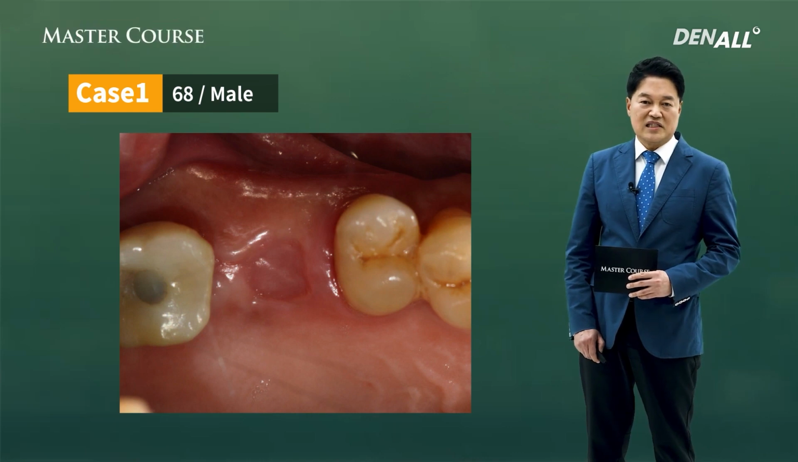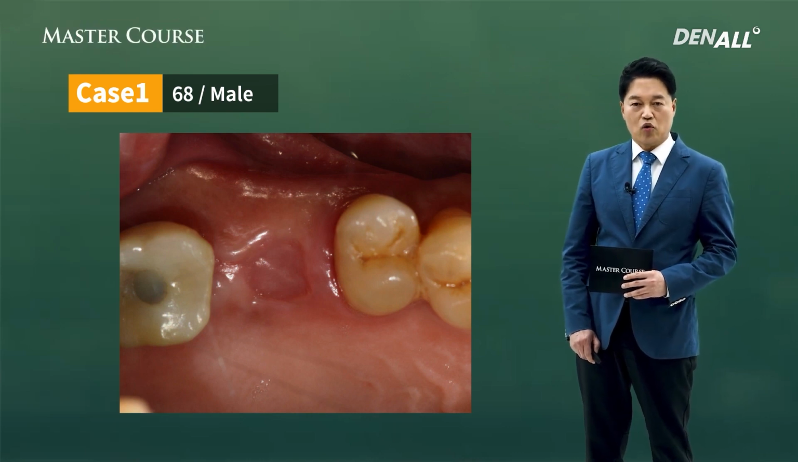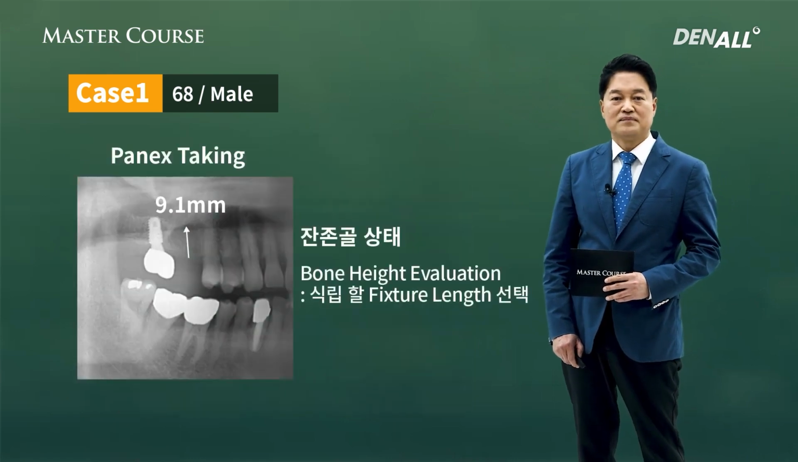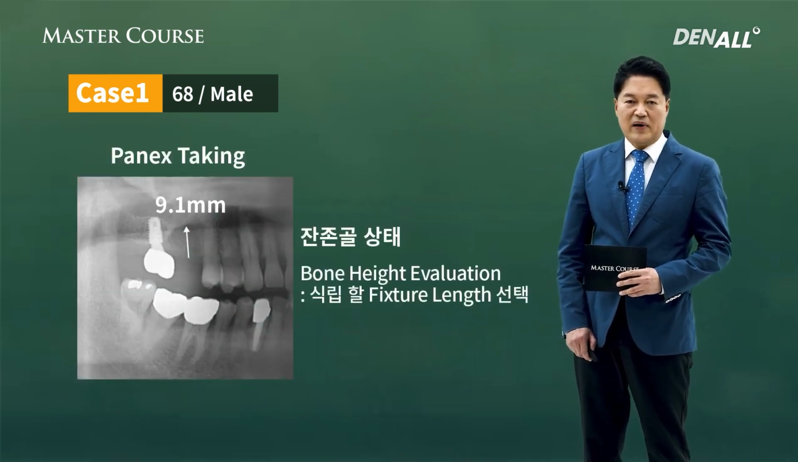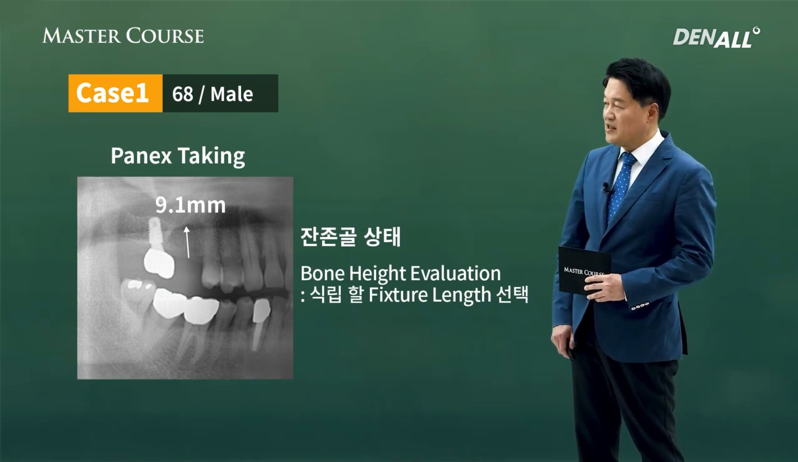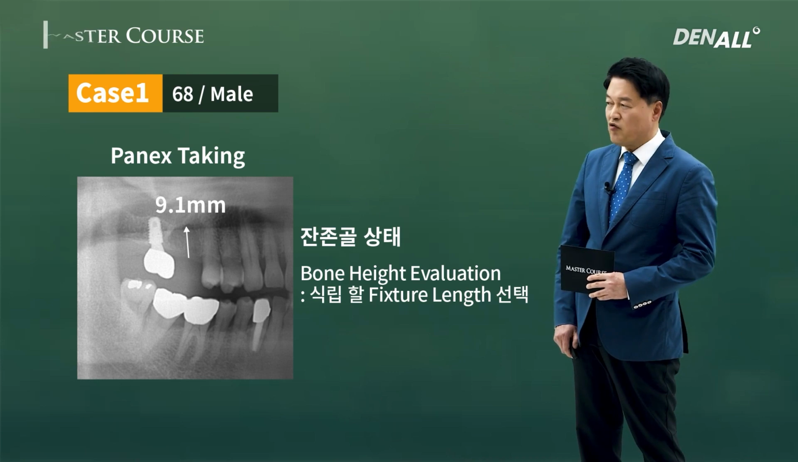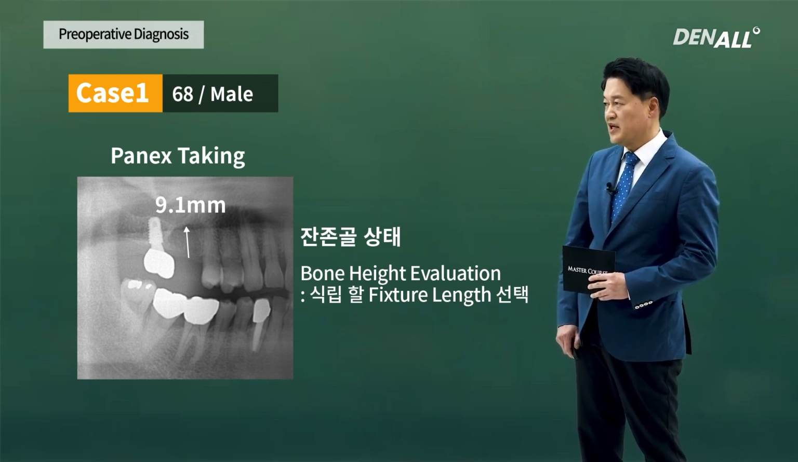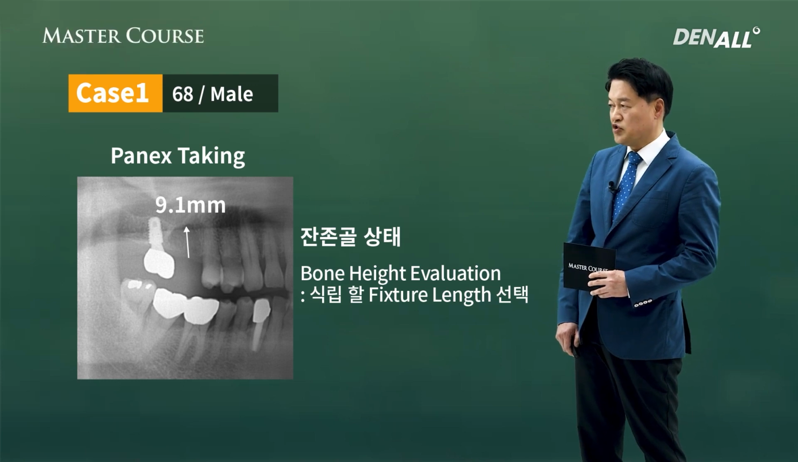A clinical image was taken before surgery to compare before and after and for diagnosis. The buccolingual side needs to be shown well for treatment planning. After that, a Panex was taken. If you look at the remaining bone, maturation is not fully done. Bone height was evaluated. It was 9.1 millimeters. For an 8.5 millimeter fixture, we can assume that there will be no problem in placing this.